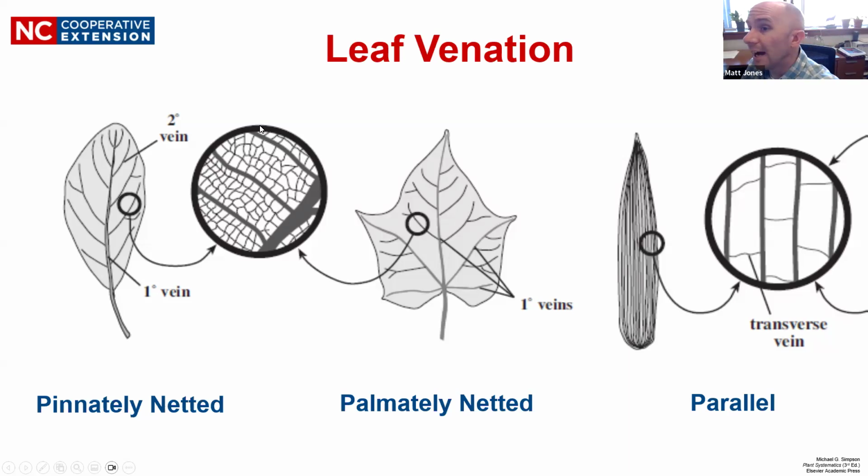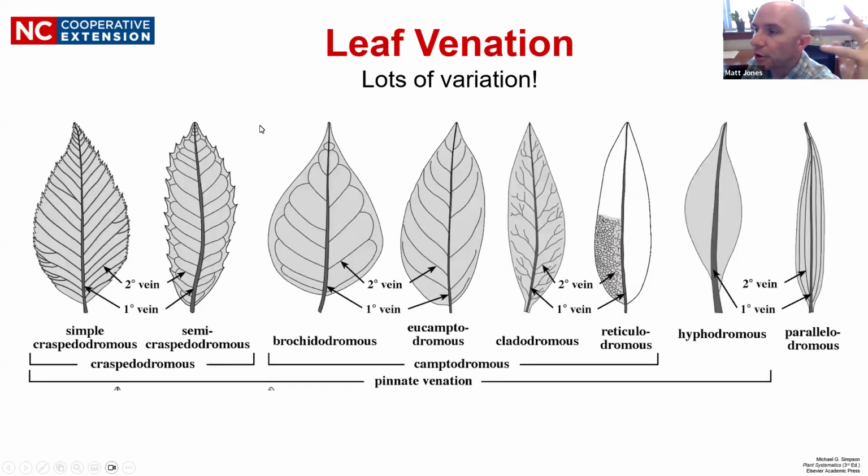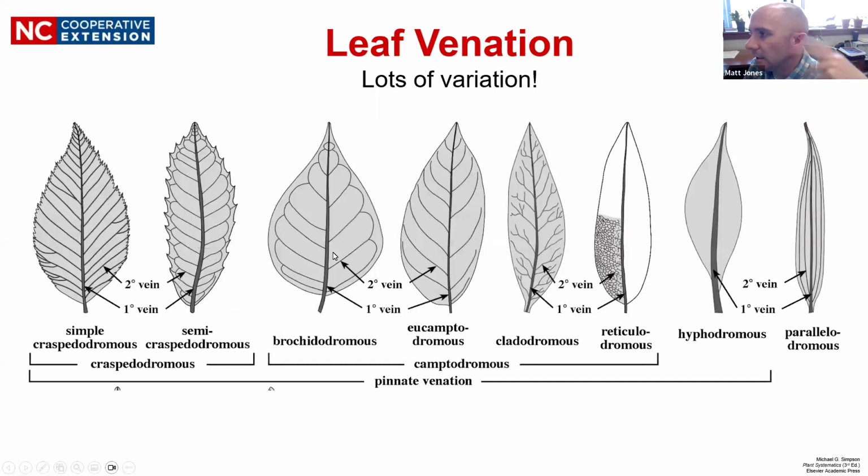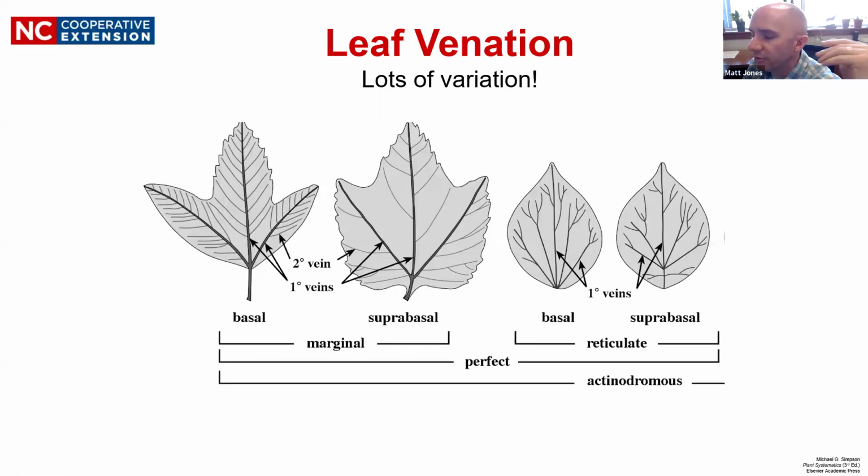And these are terms I don't even have memorized, but just to show you some variation here, sometimes the veins go all the way to the edge, sometimes they don't, sometimes they curve back on each other, sometimes they branch before the edge. So there are all these different ways to describe different vein patterns in both pinnately and palmately veined leaves, but don't worry too much about that.